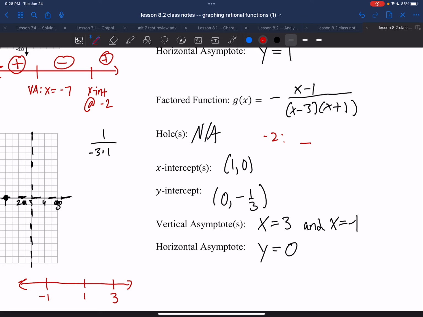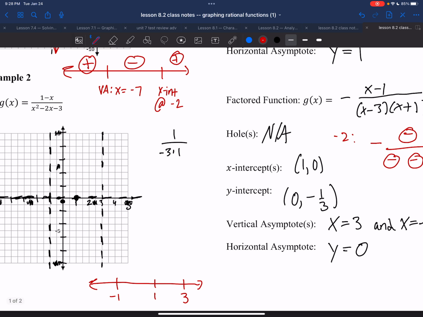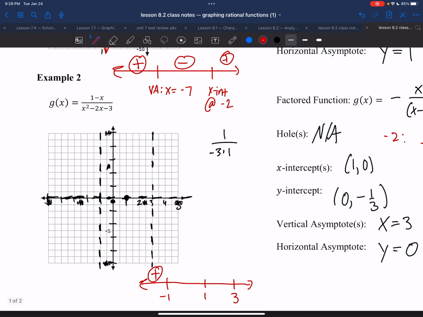We'll keep the negative out here. And sorry, I meant okay, negative on top, and then negative on bottom, and then another negative on bottom. Yeah? And so that's 4 negatives, so that's positive on top, positive on bottom. So to the right, or to the left of -1, it's going to be positive. And that is above the x-axis.